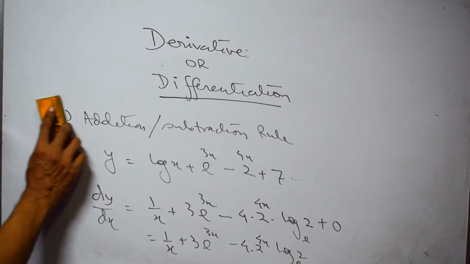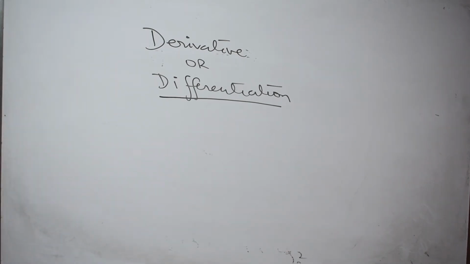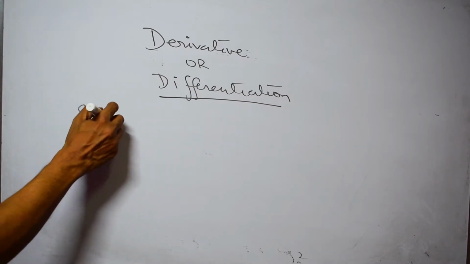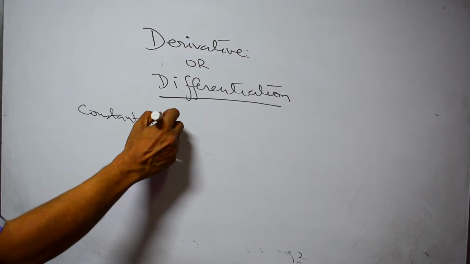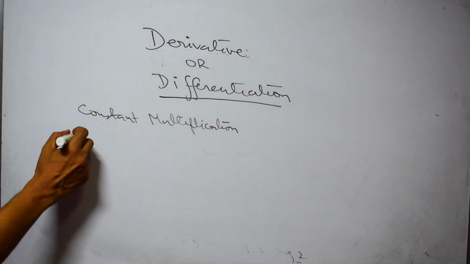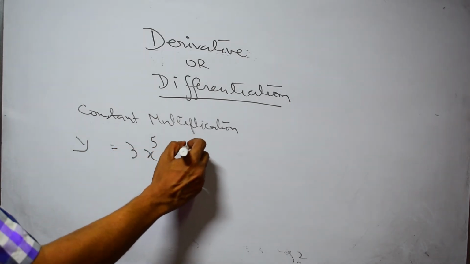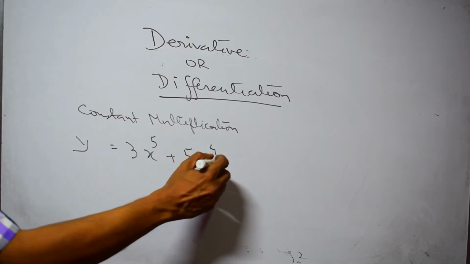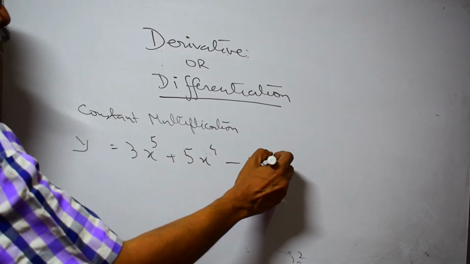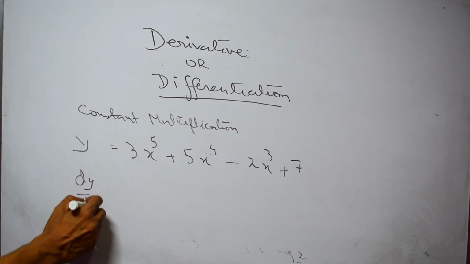Now the next rule we can have. We are discussing the basic ideas of algebra. Next one is the constant multiplication rule. Constant multiplication rule means, for example, y is equal to 3x to the power 5 plus 5x to the power 4 minus 2x to the power 3 plus 7. How to solve? In this case we will be solving dy/dx, where this is a constant.